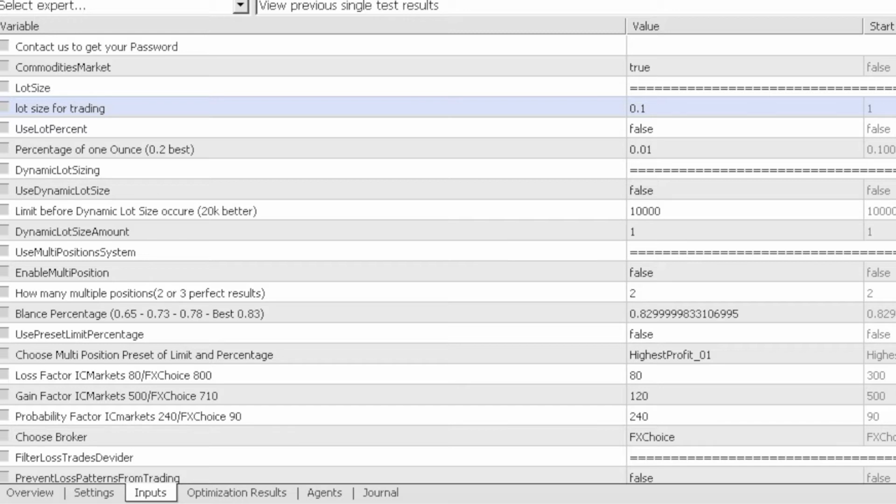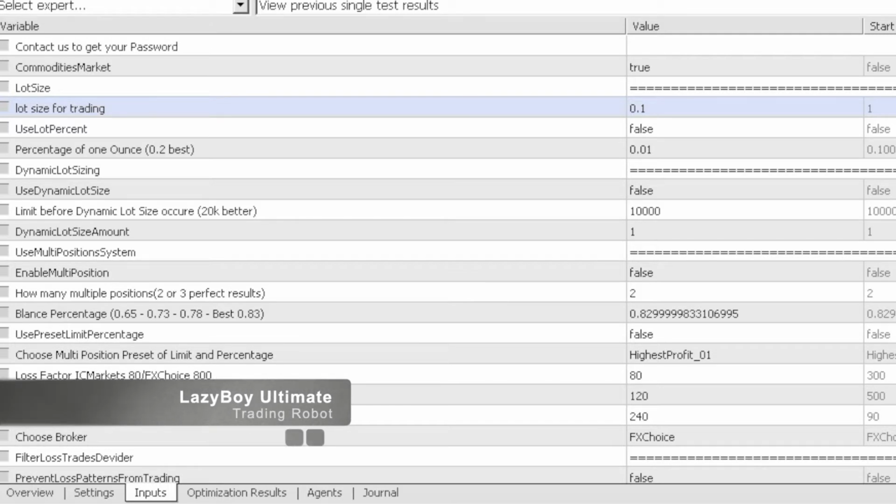Today I will be talking to you about how to make wealth out of using trading robots, which are also called expert advisors. This one is called Lazy Boy Ultimate, and this works on MetaTrader 5. You can get MetaTrader 5 from mql5.com. There are basically two very well-known platforms. One of them is MetaTrader 5.